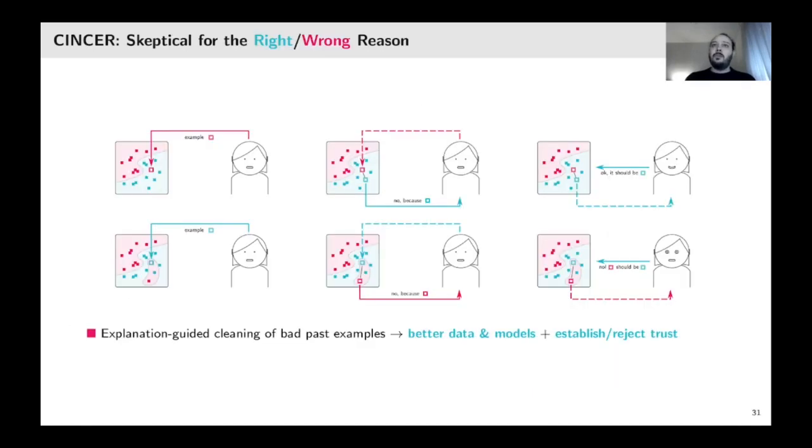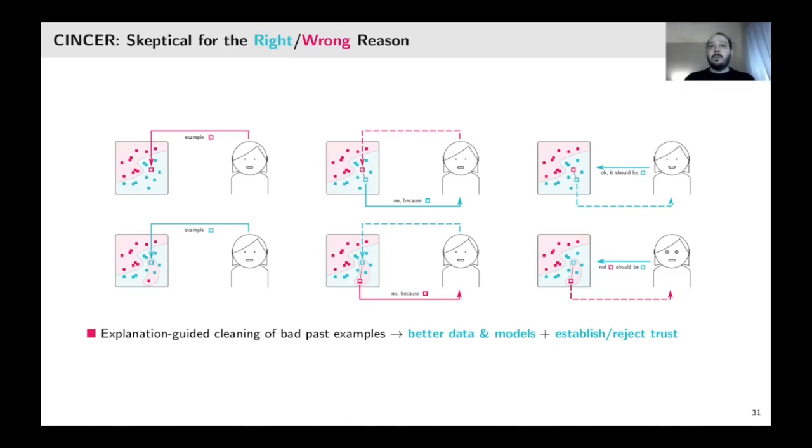In the top row, the machine is skeptical for the right reasons. From left to right, first, the machine receives an example incompatible with its decision surface, which is clean. Next, it presents the user the one example that most supports its skepticism. In this case, it is blue. Finally, the user recognizes that the counterexample is correct and agrees with the machine.